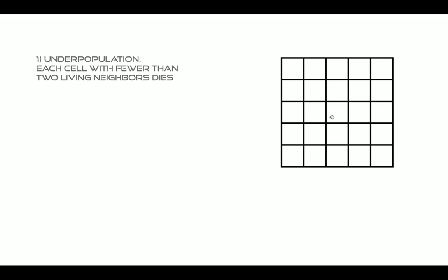The conditions which cells are alive are pretty simple. So we have underpopulation: each cell with fewer than 2 living neighbors dies. So if you have a single lonely cell, it will die with the next step.